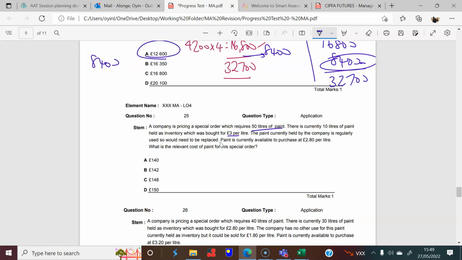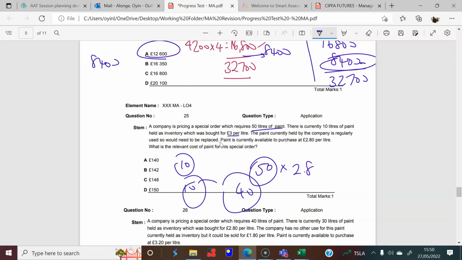So in truth, you might as well just go and buy your liters, 50 times 2.8. Even if you take their paint, take their 10 liters, you need to replace their 10 liters and buy 40, which is the equivalent of just going ahead and buying 50. So we have 50 times 2.8, which is £140, is what you're going to end up spending. That's the relevant cost for making that decision.